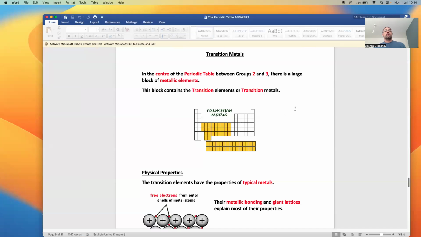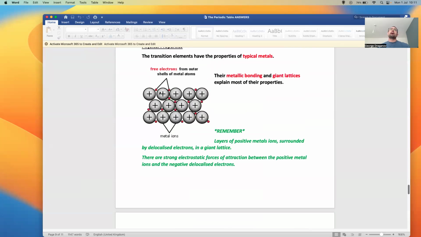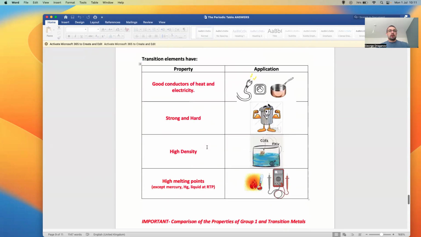Now, a reminder of metals, they're a giant metallic lattice, and they have a sea of delocalized electrons attracted to the metal cations, the positive ions. Because remember, the metal loses an electron to have a full outer shell, and as a result forms an ion. So there's a strong electrostatic attraction between these delocalized electrons and these positive ions. That's the metallic bond. As a result, obviously, they're malleable and ductile because the layers of cations can slide over each other.